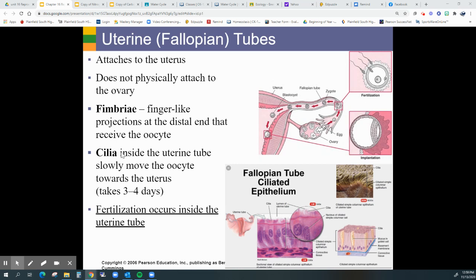All right. Inside of the fallopian tube, there are cilia. They beat towards the uterus, so they're kind of fanning this egg along so that it will make its way to the uterus. And the big thing here that you need to remember is that if fertilization is to take place, fertilization actually takes place in the uterine tube or the fallopian tube. It doesn't actually take place in the uterus, and it doesn't take place outside of that.